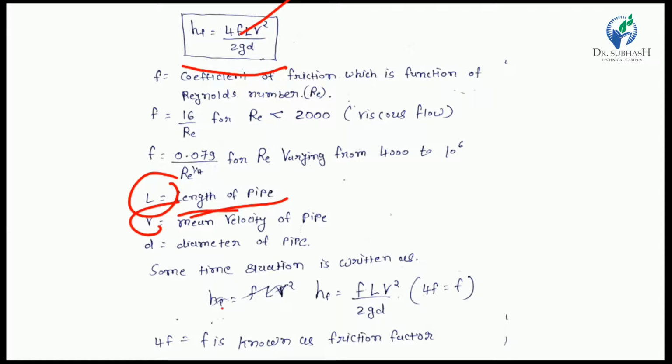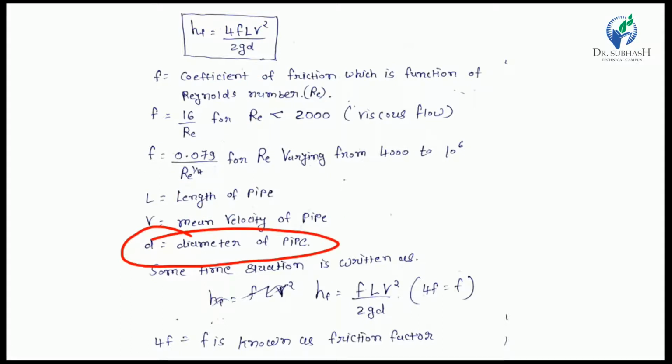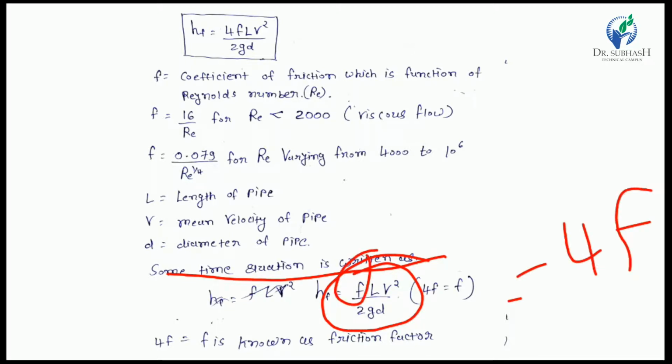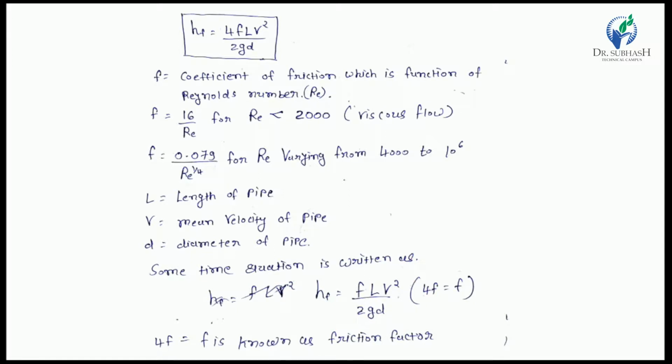V is the mean velocity of the fluid in the pipe. D is the diameter of the pipe. Okay, and sometimes the equation is written as hf is equal to f L V square, where f is equal to 4f. Here the written f is known as the frictional factor or friction factor. Okay. I hope you really understand the Darcy-Weisbach formula.